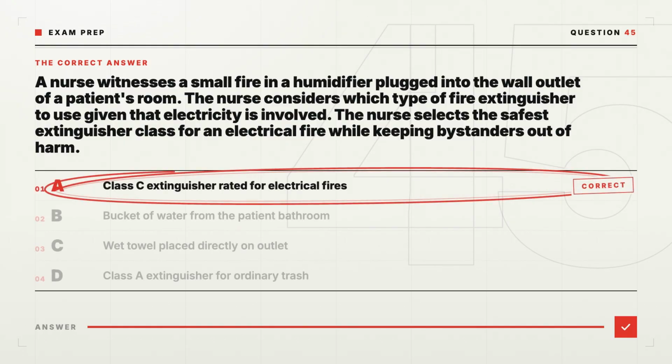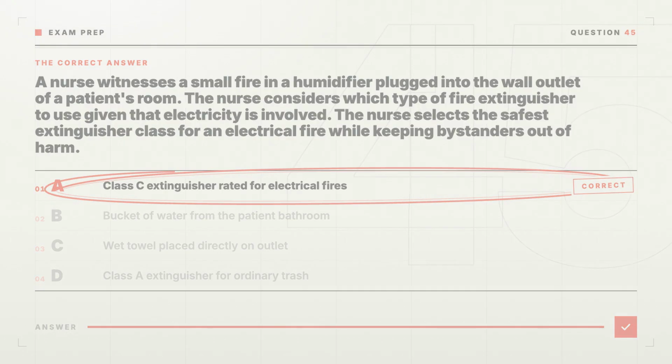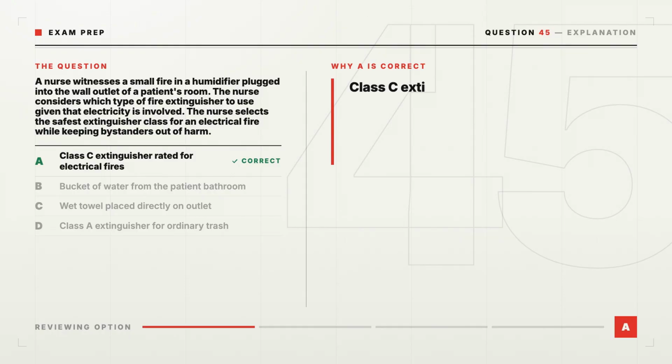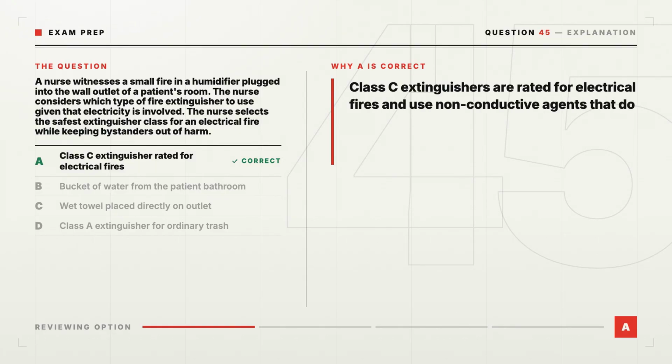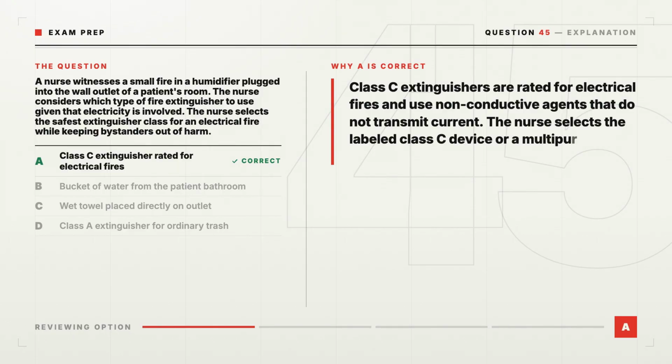The correct answer is A. Class C extinguisher rated for electrical fires. A is correct because Class C extinguishers are rated for electrical fires and use non-conductive agents that do not transmit current. The nurse selects the labeled Class C device or a multi-purpose ABC extinguisher to put out the fire safely.